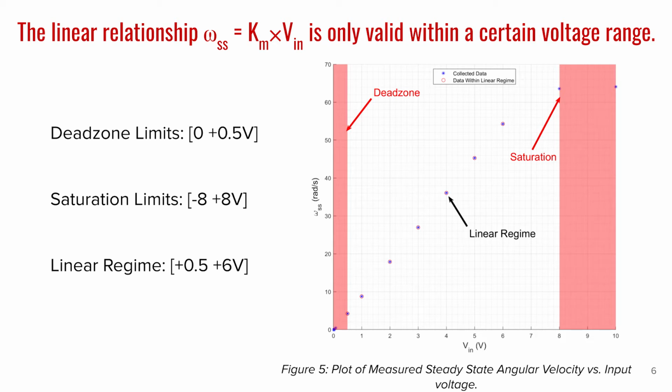The saturation zone is defined as the region at which the linear relationship of steady-state velocity being equal to Km times the input voltage does not apply, and in this case is any voltage greater than 8 volts. The input voltage is limited by the circuitry internal to the motor in order to protect its circuit components. The linear regime is defined as a region in which the previously mentioned linear relationship is applicable, and in this case is bounds of 0.5 to 6 volts.